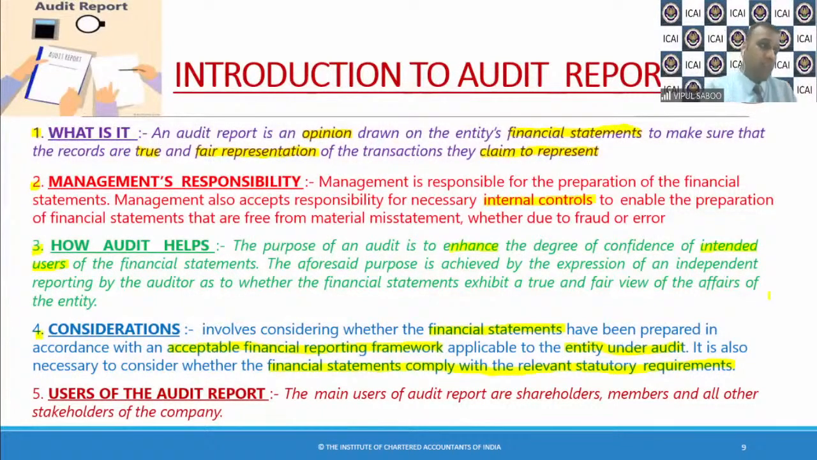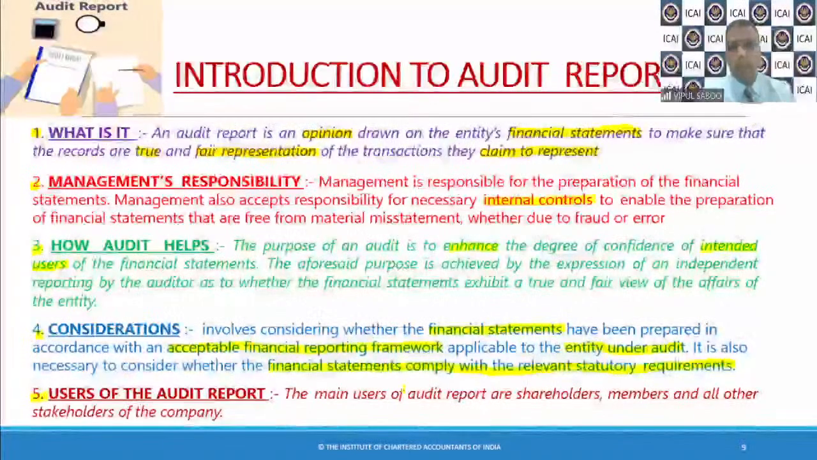So the auditor has to consider that as far as the acceptable financial reporting framework is concerned, we have to comply with the relevant statutory requirements as well. Who are the users? The auditor has to keep in mind the users of the audit report. Who all are the users? The shareholders, the members, and all other stakeholders: government for the taxes, bankers, lenders, for the financial health of the company. So these are all the users of the audit report.